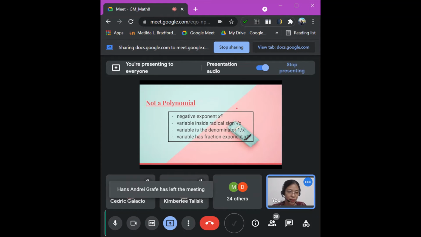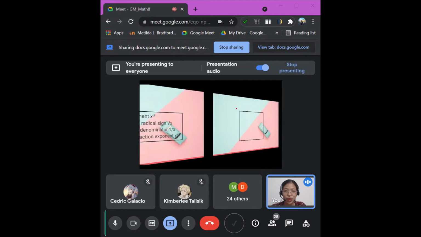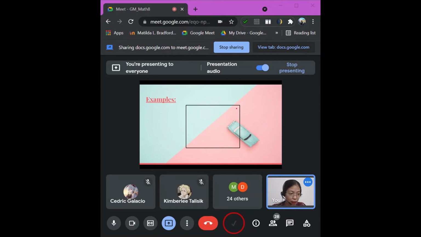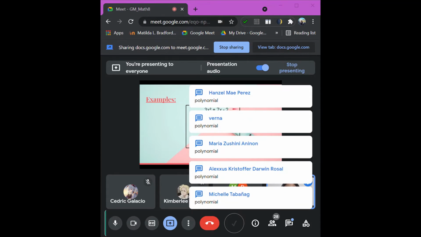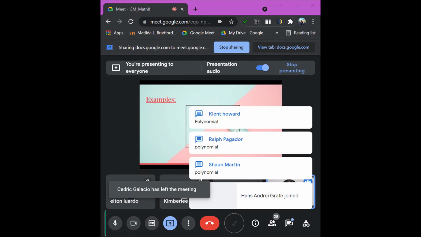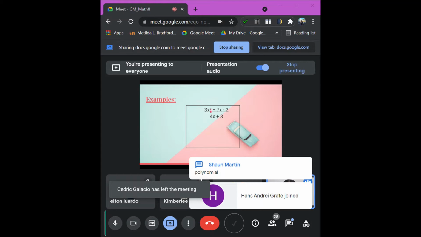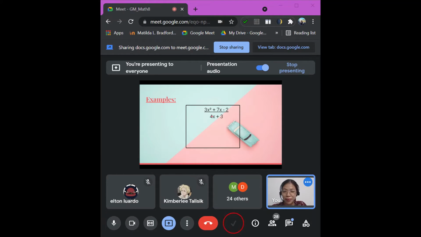Now class, I have here some examples for you, and please tell me if it is a polynomial or not a polynomial. Okay? Let's start with the first one. We have 3x squared plus 7x minus 2 over 4x plus 3. Okay, very good. So as you can see, our numerator is a polynomial, and our denominator is also a polynomial. And since it is in the form of a fraction, can we say that this is a rational algebraic expression? Yes or no?